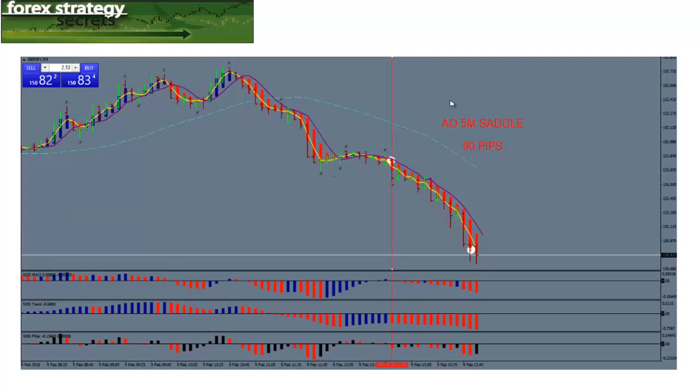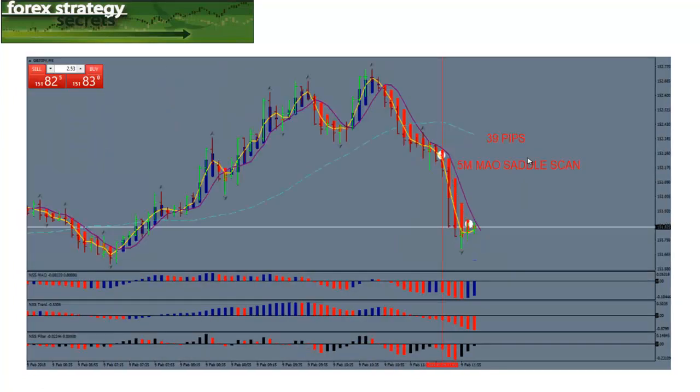Here's 90 pips on a 5-minute chart. Have you ever thought that's possible, that you would even find something like that? Well, there's a saddle right there. That was one of the heads up. It says right here, saddle. That's what brought this thing to his attention, and then he took the trade.